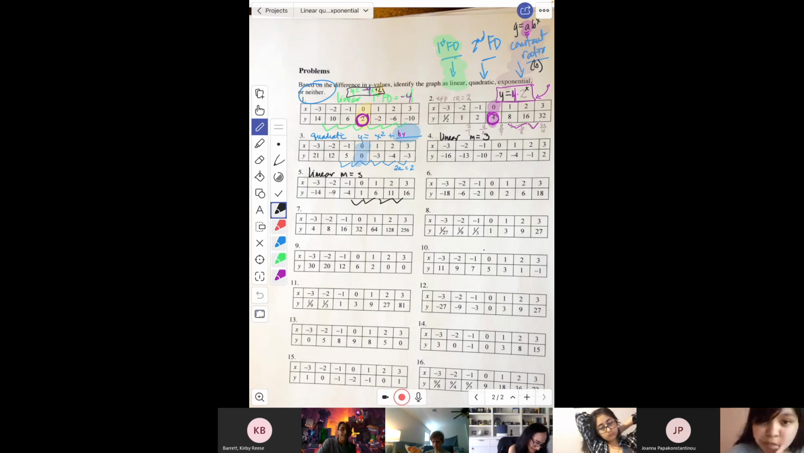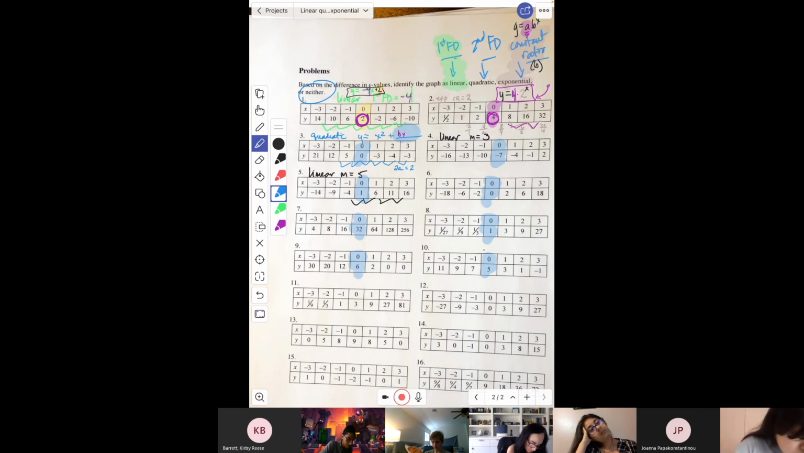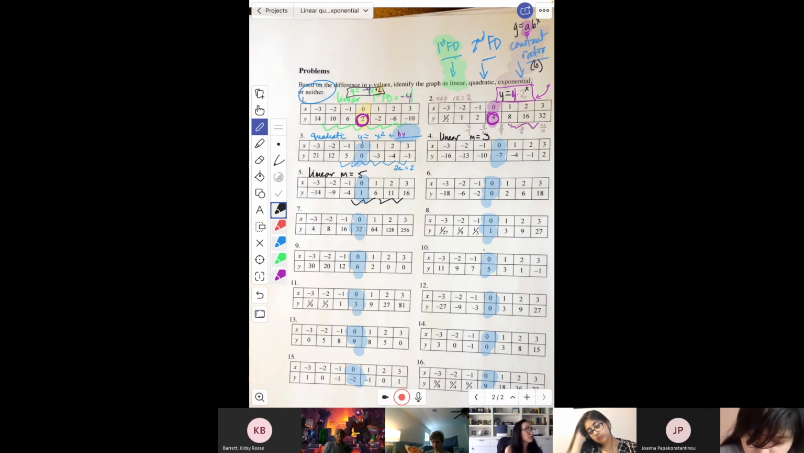5. 5, yes. And you are right, we're always looking at this point to help us write the rule, right? We always care what the output is when our input is 0. No matter what type of function it is, we care about that. So you are correct. What about the next one? Number 6, linear, quadratic, exponential, or neither? Abiella, any ideas? I put down neither. It is. There's no rule that we can talk about.